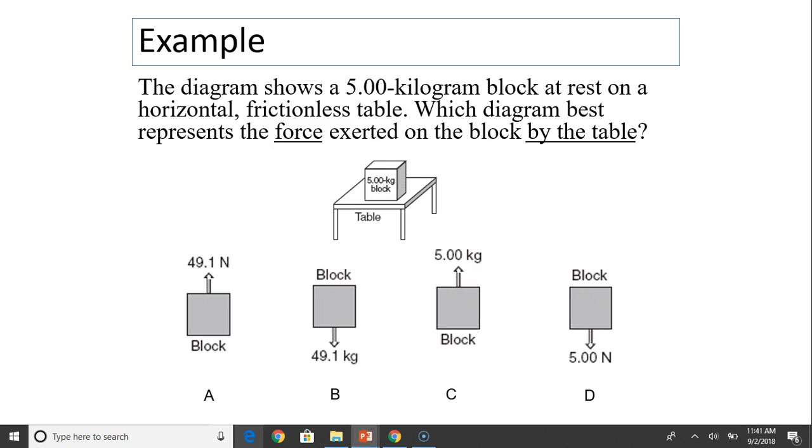An example: the diagram shows a 5 kilogram block at rest on a horizontal frictionless table. Which diagram best represents the force exerted on the block by the table? Because this is a force exerted on the block by the table, the force has to be upward. So the only logical answers could be A and C. Next one is force. What is the unit for force? The unit for force is newtons. So the answer is A.